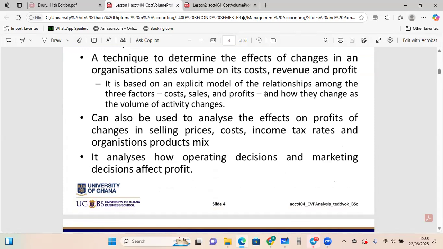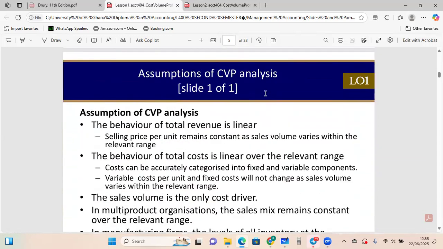So it also analyzes how operating decisions and marketing decisions affect profit, right? How advertisement and then operating decisions, as in producing more and those kinds of stuff, affect profit. So whether when you produce more, it will increase or decrease profit, or when you do more marketing or advertising, it will increase or reduce profit. So we are going to look at all those stuff.